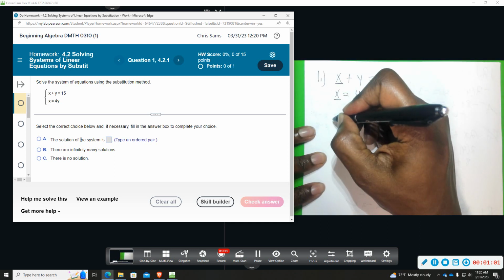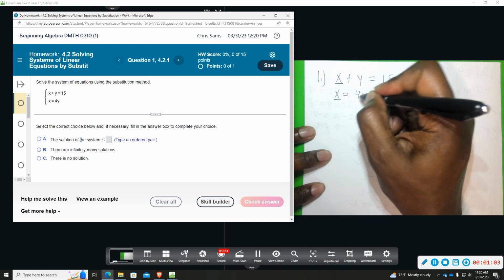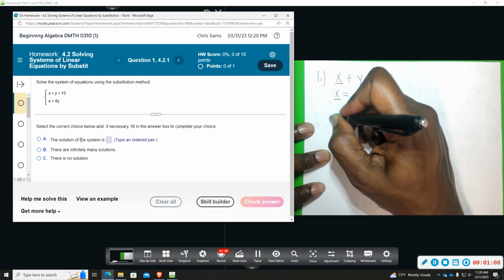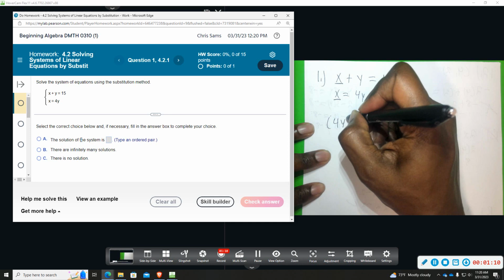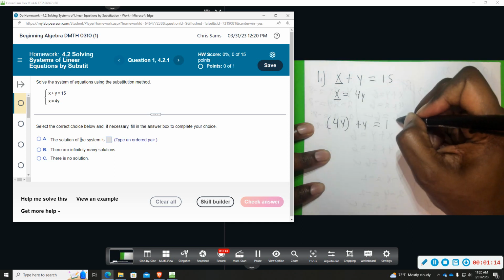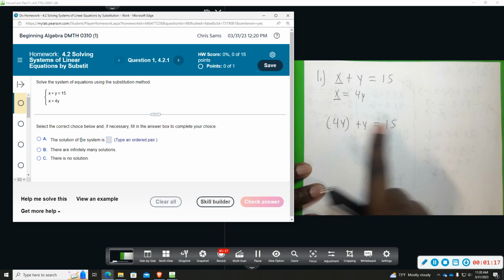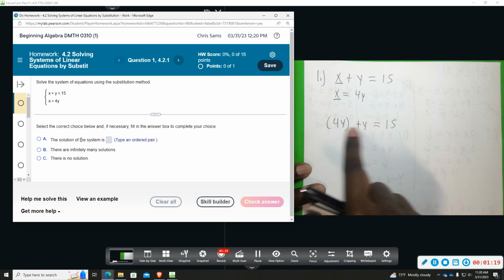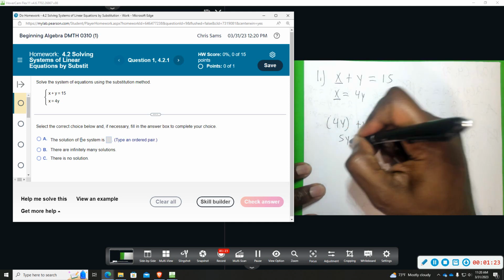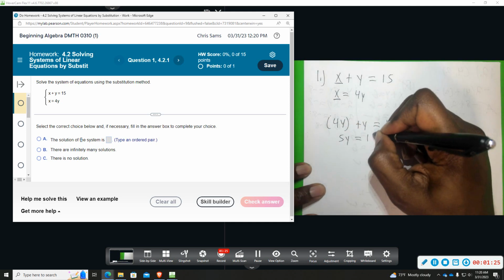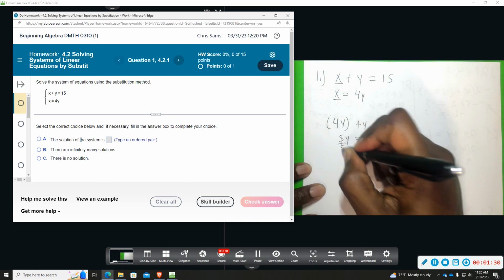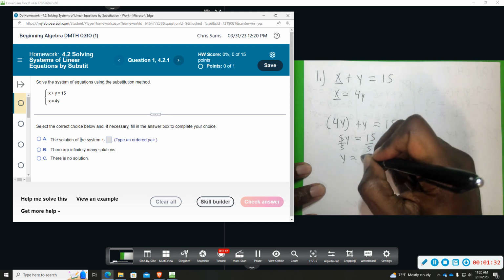So I'm going to write a new equation, substituting in 4y for x because that's what x is equal to. So I'm going to have 4y, put in parentheses, indicating that I plugged it in, plus y equals 15. So now I have one equation with one variable. I can solve it. I'm going to add these two. 4y plus 1y will give me 5y, which is equal to 15. And then we're going to divide by 5. And that gives us y equals 3.